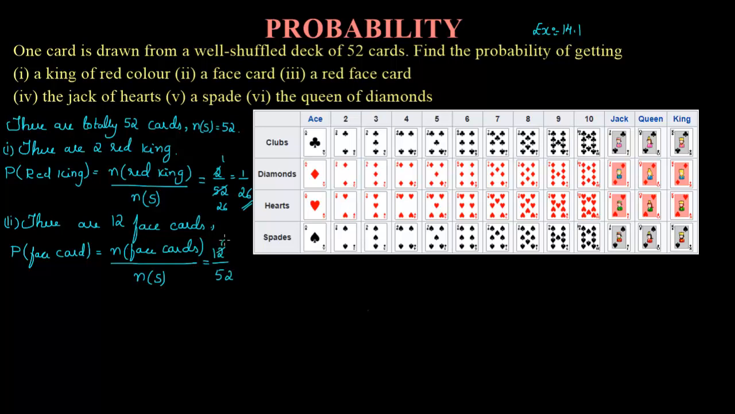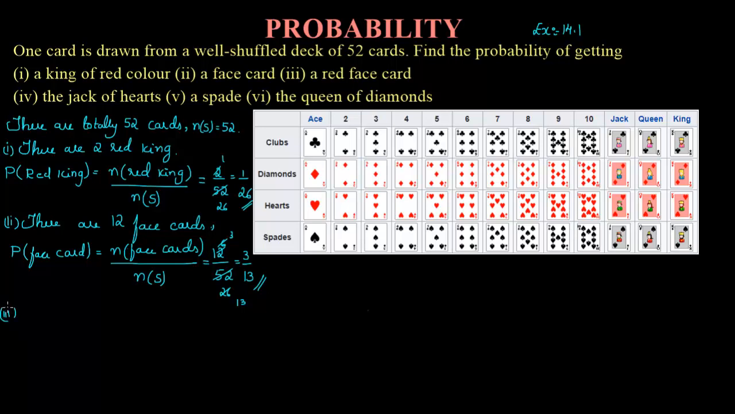So 2 6s are 12, and here 2 13s are 26, then again 2 6s are 12 and 2 26s are 52. So what is the answer you got? 3 divided by 13. Okay, so the probability of getting a face card is 3 by 13. You need to simplify as much as you can. Let the answer be in simplified form.